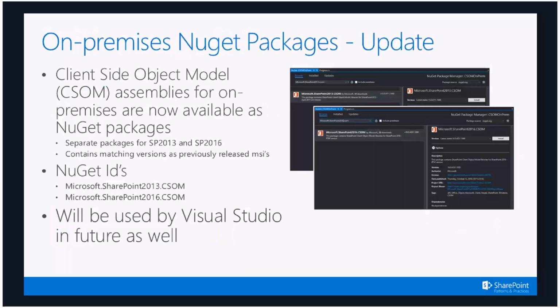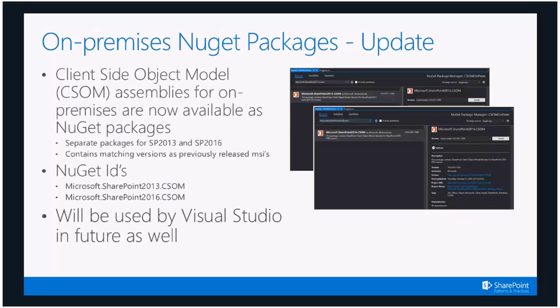Moving on, something new which went live, or the announcement went live today. I actually published this already last Thursday, but I didn't tell anybody. So we now have on-premises NuGet packages for CSOM, the native SharePoint client-side object model, available within the NuGet gallery. So this isn't directly related to PnP. This is more related to native SharePoint.